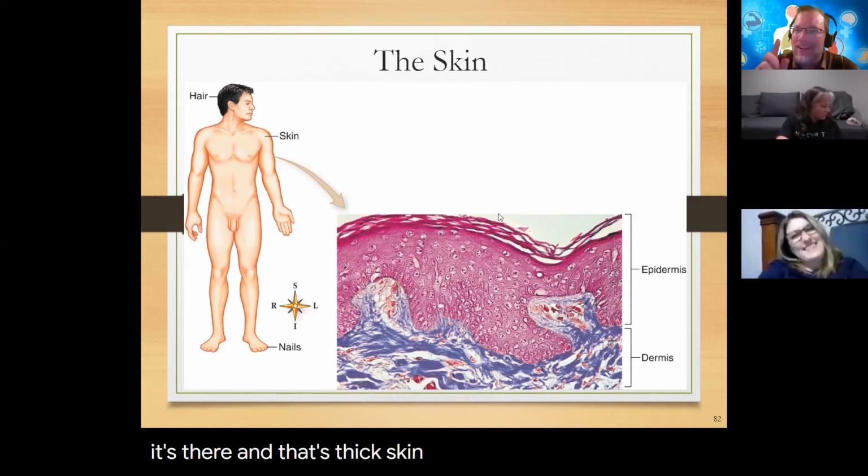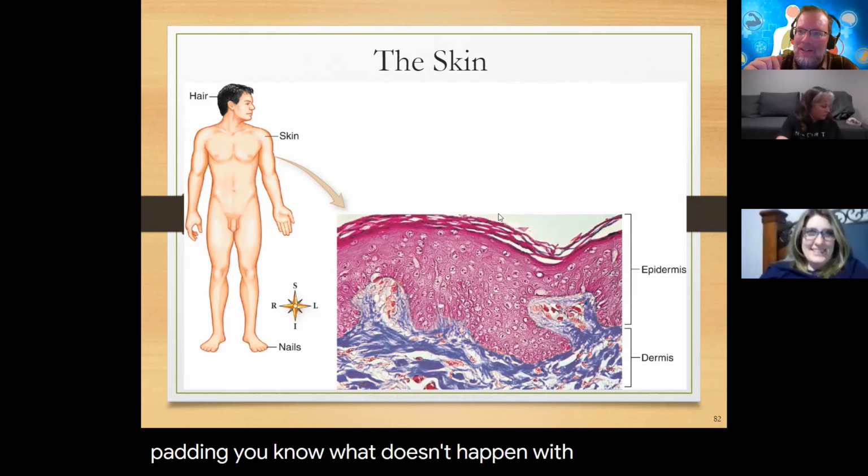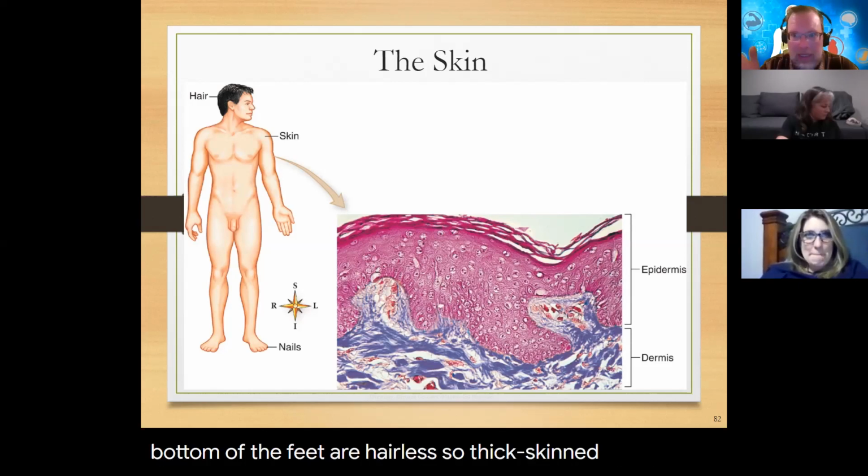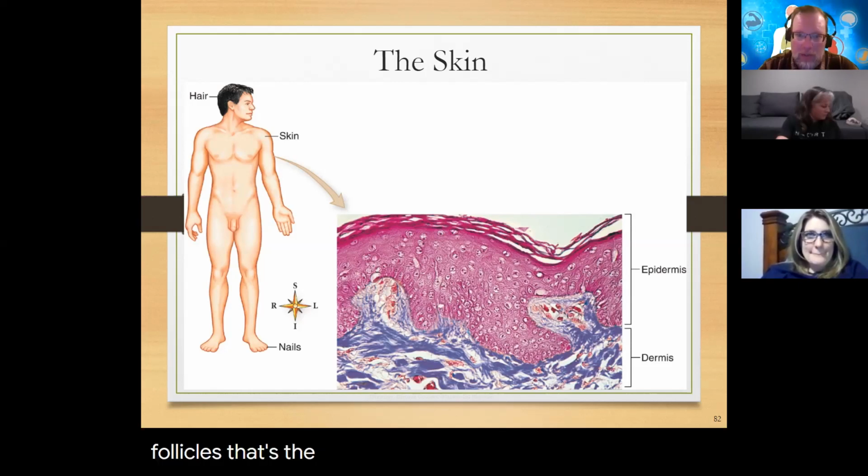We need padding. You know what doesn't happen with thick skin? What we hope, no hair, right? So palms of the hand, bottom of the feet are hairless. So thick skin, no hair follicles. That's the only difference, right? Location and then what's there.